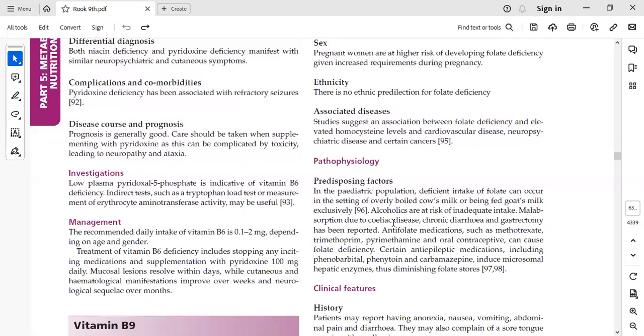The predisposing factors: the pediatric population is more at risk of developing folate deficiency, owing to the fact that if they consume overly boiled cow milk, or if they are fed with goat milk. And again, in the alcoholics, and in malabsorption syndrome, and in certain drugs like antifolate drugs like methotrexate and trimethoprim, or in patients who are taking oral contraceptive pills. Again, anti-epileptic drugs, they're also the culprit. More notable are the phenobarbital, phenytoin, and carbamazepine. Again, they have mentioned because they induce the hepatic enzymes and diminish the folate stores.